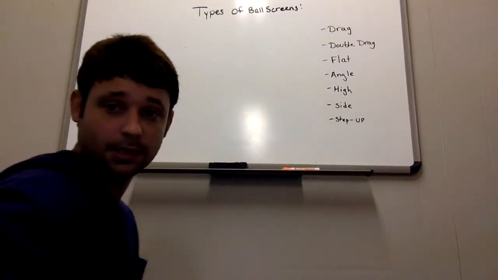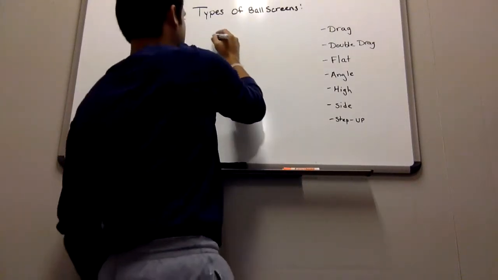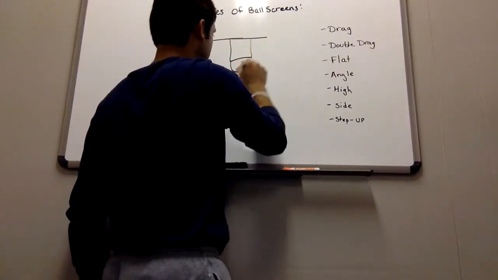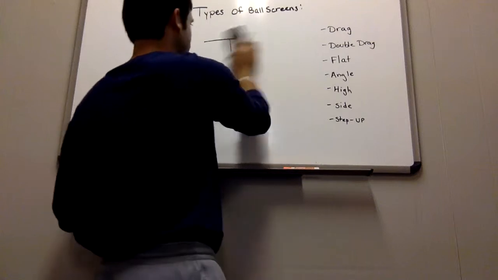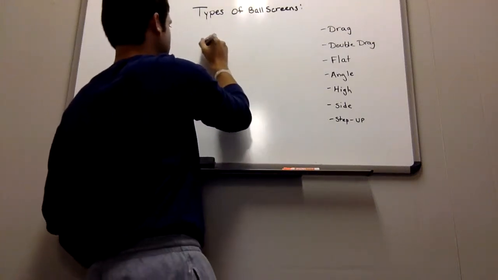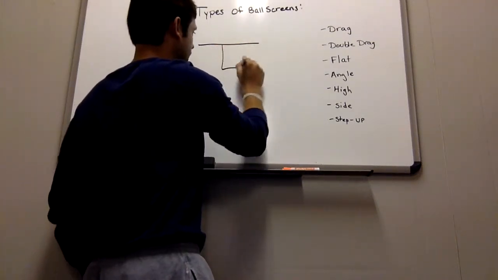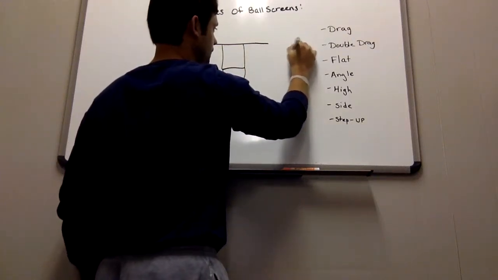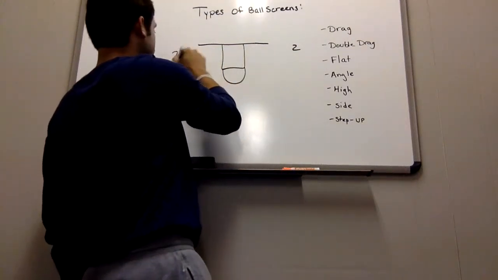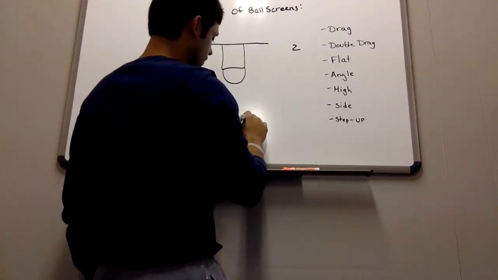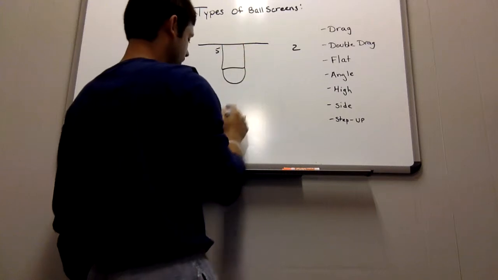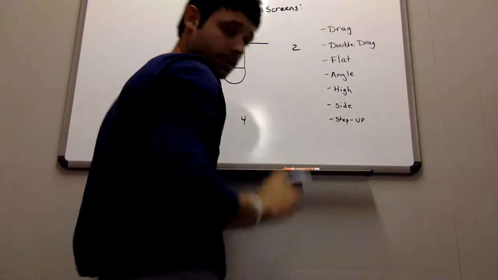Now it's a double drag. You want to run a double drag also in transition. So you get your 2, 3, 4 trailing. The 5 went over to the ball side probably.